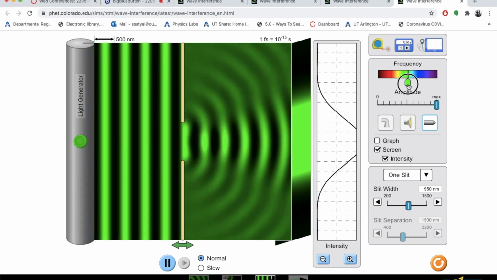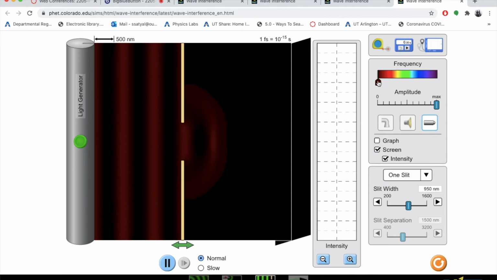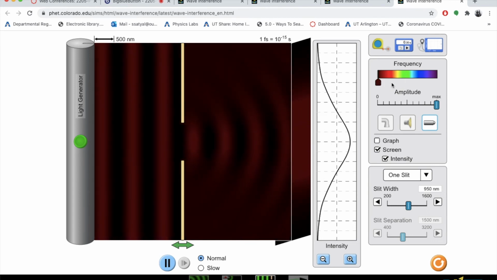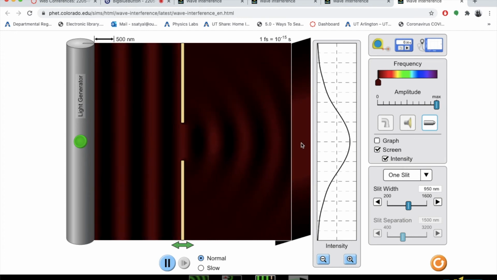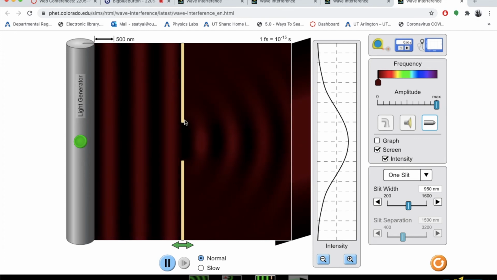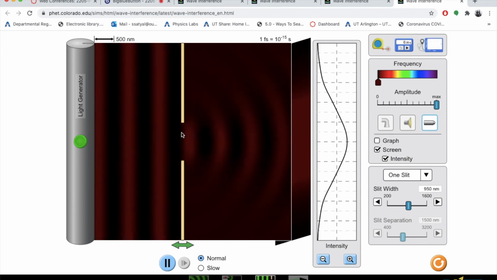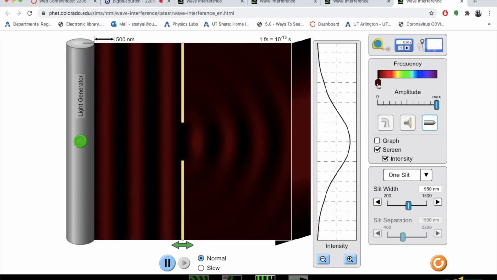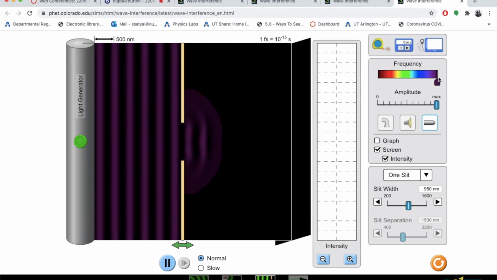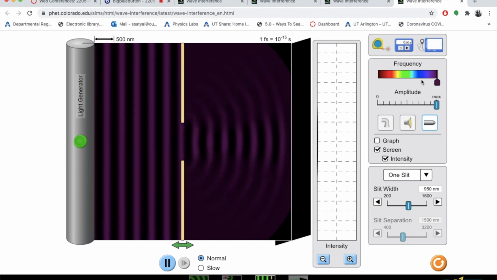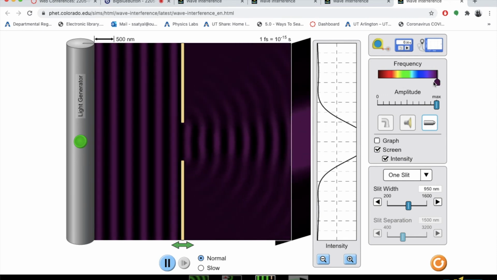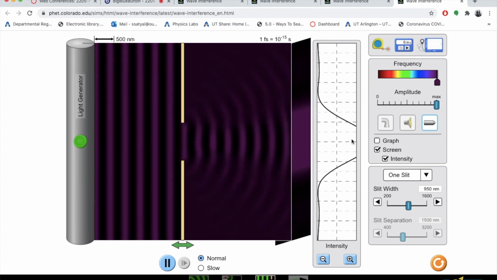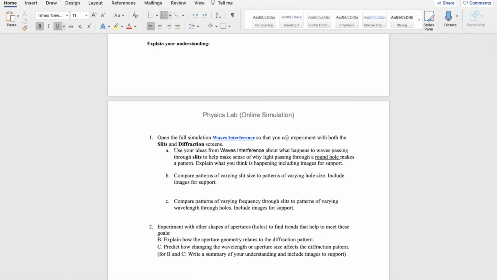Examine this intensity line and see what happens when you change the wavelength of the light. For red light, which has a longer wavelength, compare this intensity to the blue light or the violet, which has the shortest wavelength, and compare this intensity. Okay, what else?